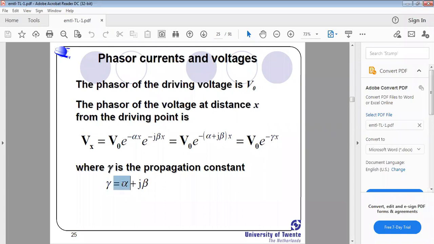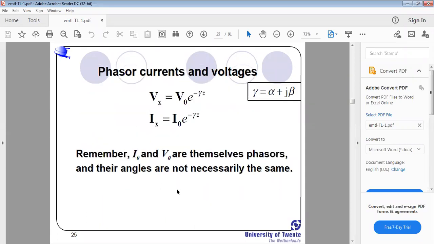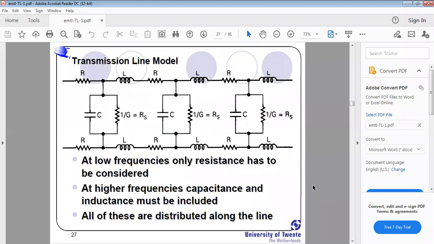Alpha equals attenuation constant, beta equals phase constant. That phase constant is also called wave number, where gamma is called propagation constant. Remember that. Phasor currents and voltages. In the traveling wave, voltage Vx is represented as V naught into e power minus gamma z. Current in terms of I naught into e power minus gamma z. The same expression.